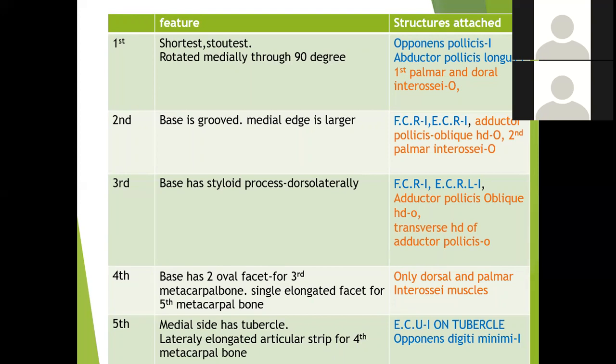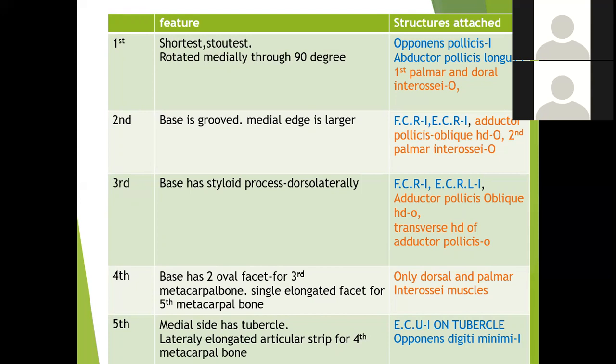Okay, both interosseous muscles always originate here. So next we are coming to the second metacarpal bone. It gives insertion for flexor carpi radialis, and the next one is the extensor carpi radialis. Both carpi radialis muscles are inserted in the second metacarpal bone.